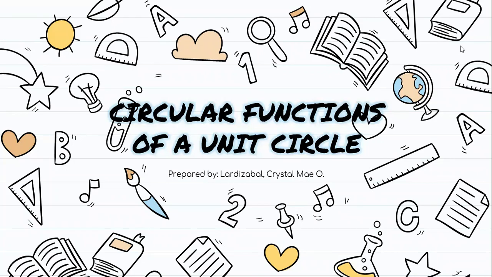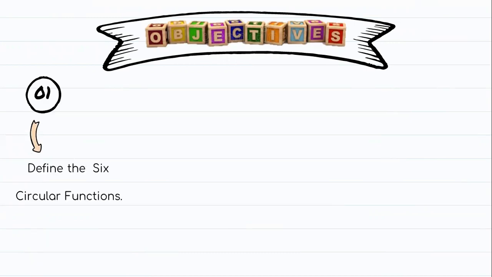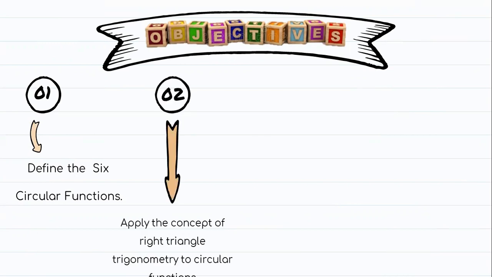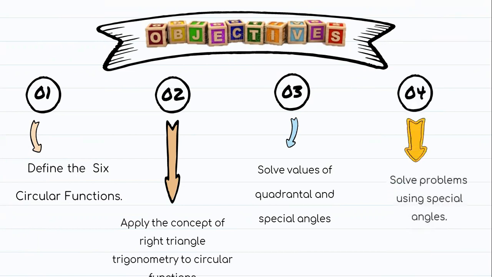Hi and good morning. So today we're going to discuss circular functions of a unit circle. Before we start, the objectives for today are, first, for us to define the six circular functions. Second, we need to apply the concepts of right triangle trigonometry to circular functions. Third, is for us to solve values of quadrantal and special angles. And lastly, is for us to solve problems using special angles.